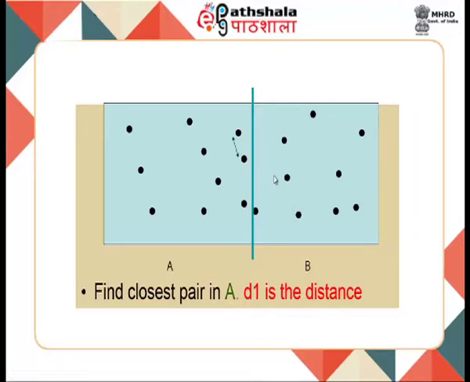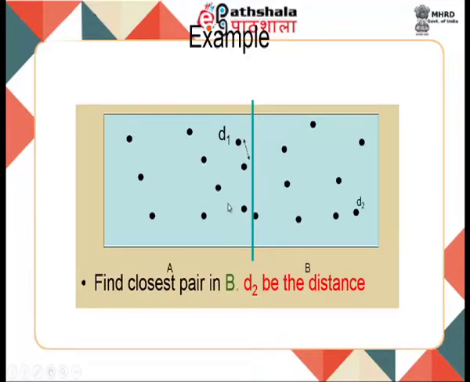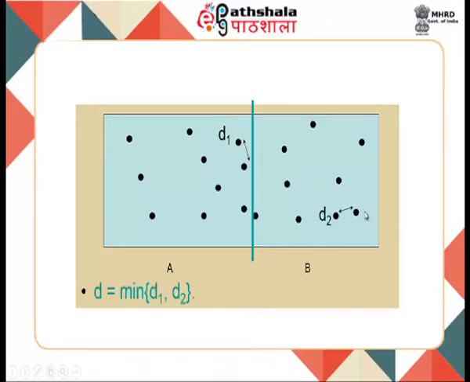Now you can find the closest pair of set A. Let us assume that D1 is the distance between the closest points in set A. This is how it goes for the other set. In set B, you can find the closest points for which the distance is D2. Now you can see very well the minimum distance is our objective.